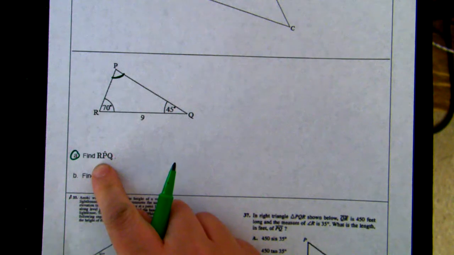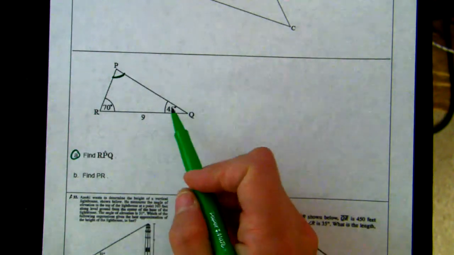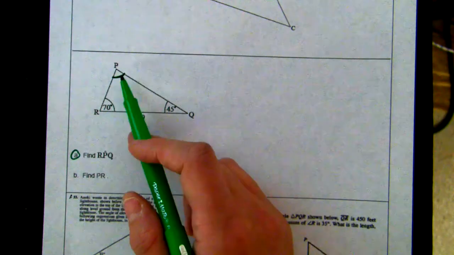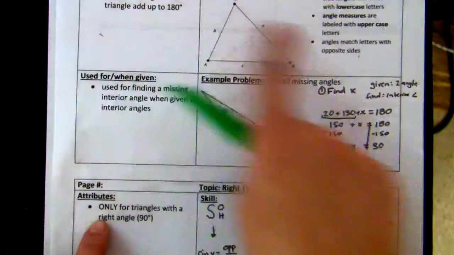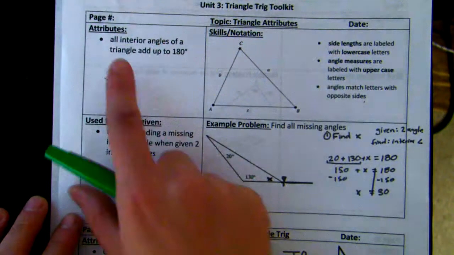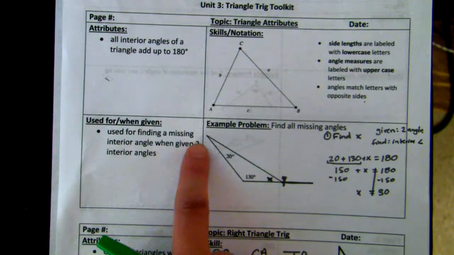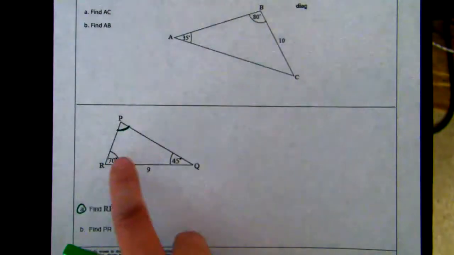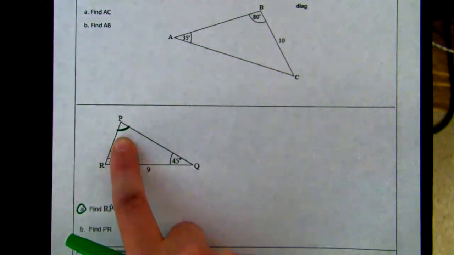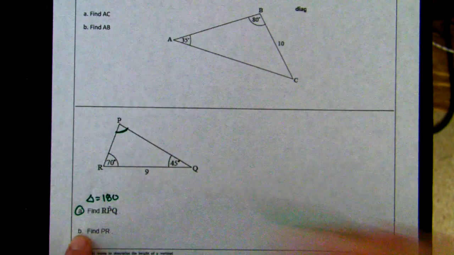If I'm finding the measure of RPQ, the first thing I always look at is my triangle trig toolkit. I notice that there are two angles and I'm missing the third. So if I look at my notes, triangle attributes, all interior angles of a triangle add up to 180. That can be used for finding a missing interior angle when given two interior angles. Here, I have two interior angles and I'm finding a missing one, so I can use the fact that triangles add up to 180 degrees to help me find that.